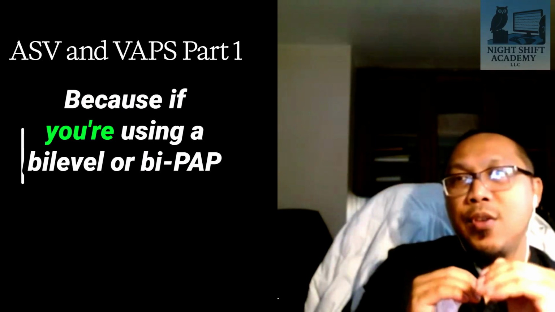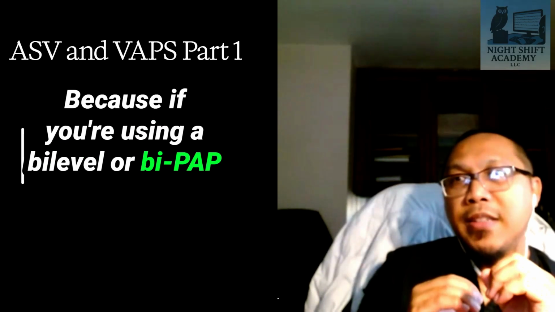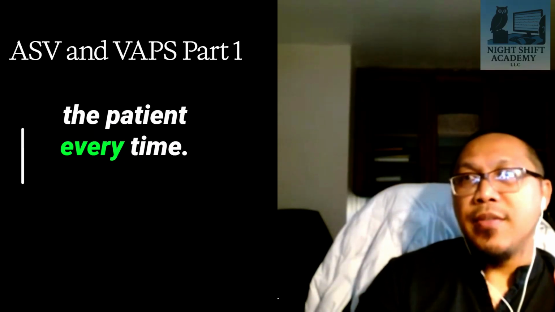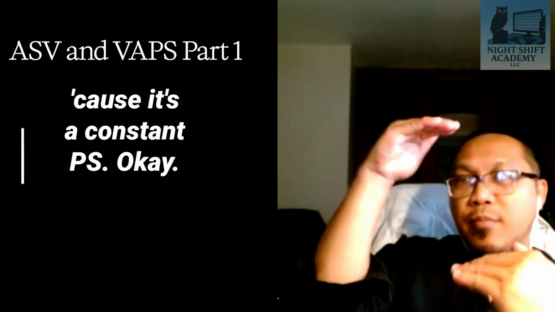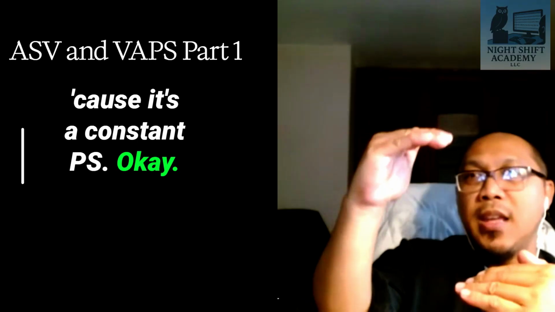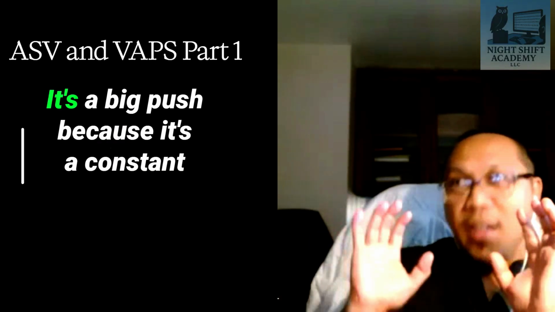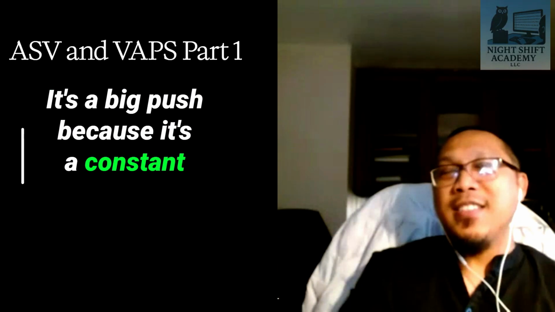Because if you're using a bi-level or BiPAP ST, giving a constant backup rate, and your patient now has taken a breath, and here's your backup rate, you just added more volume to that patient's breathing pattern. So you overventilate the patient every time. It's a constant pressure. Okay? Instead of just a little push to increase their volume, it's a big push because it's a constant volume of pressure support on bi-level ST.